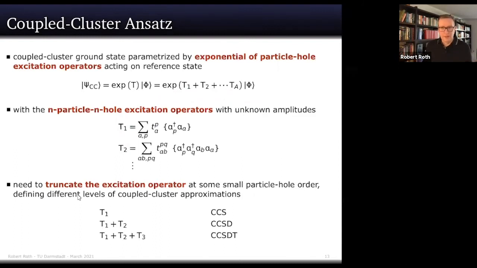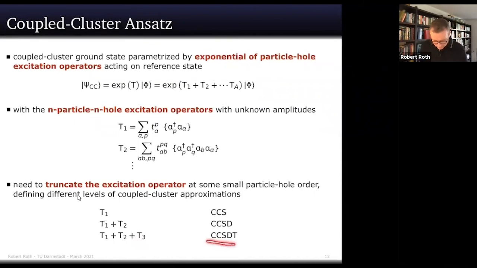You cannot do that. So the knob where you can truncate in coupled cluster is first of all this particle hole rank of the operators that you put in here. And if you just take the T1, so the 1 particle 1 hole piece, then you call it coupled cluster singles. If you keep T1 and T2, then you call it coupled cluster singles and doubles, or CCSD, which is kind of the standard approximation or truncation level that you look at. If you go further and include the 3 particle 3 hole terms in the exponent, then you call it coupled cluster singles, doubles, triples, so CCSDT.